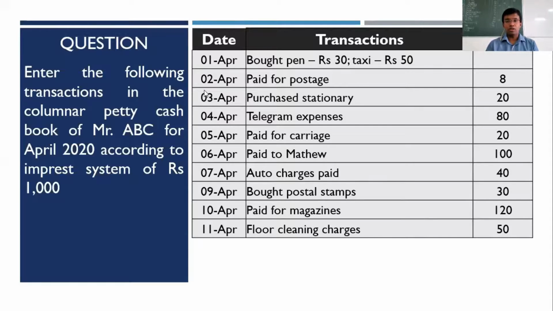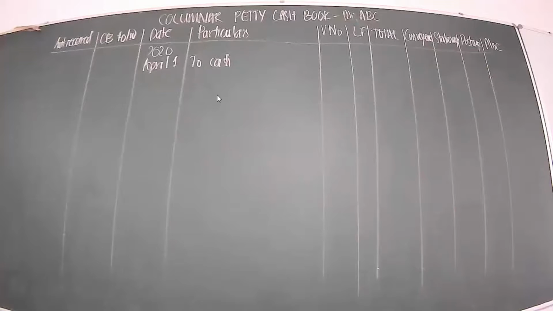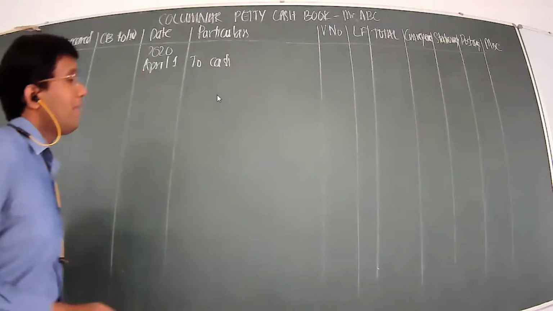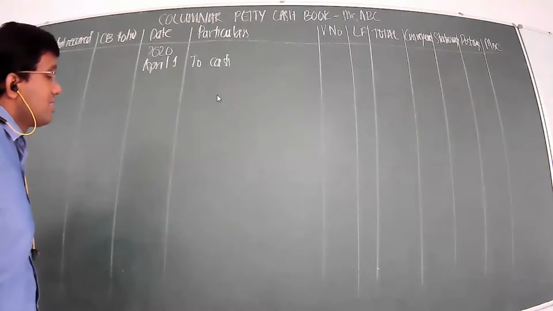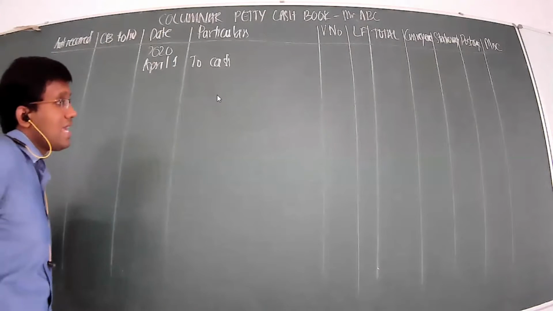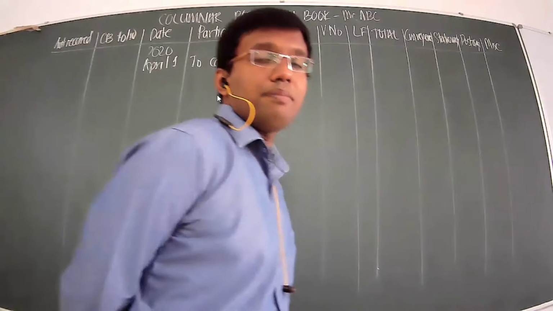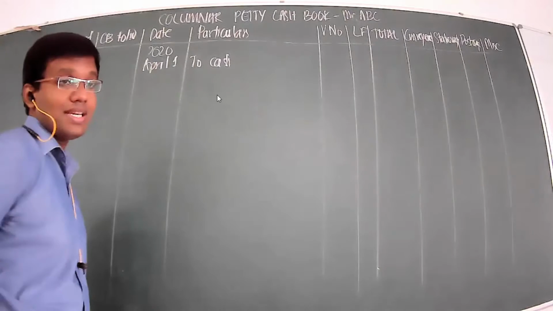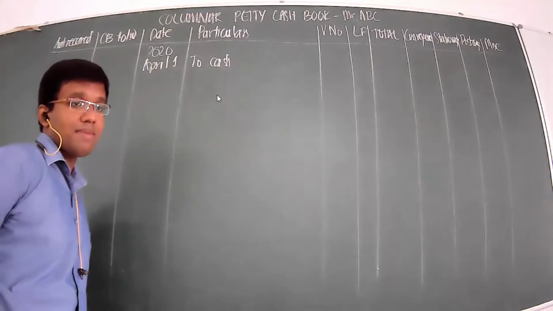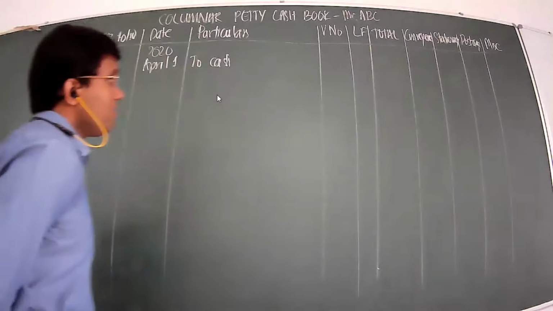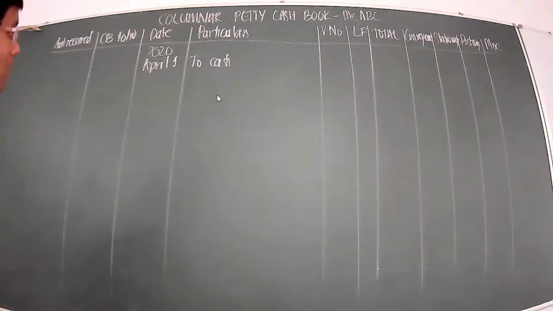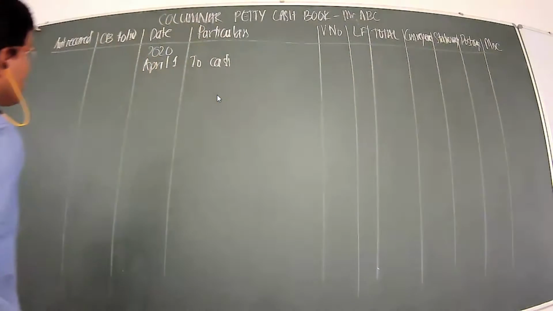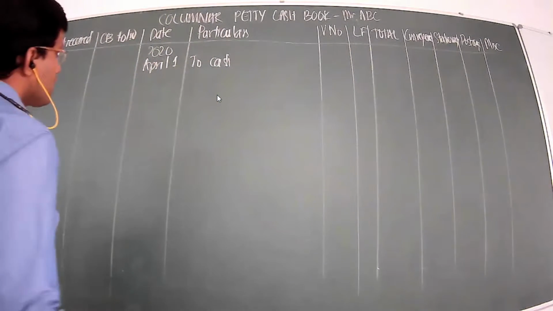So we would be learning what is Imprest System now. So dear students, here we've been asked to prepare the columnar petty cash book according to Imprest System. Please remember the format remains the same, but what makes a difference is the methodology that you're following in terms of preparing and maintaining the petty cash book. The amount, the imprest amount, is rupees 1000. The columns we are maintaining as it is.